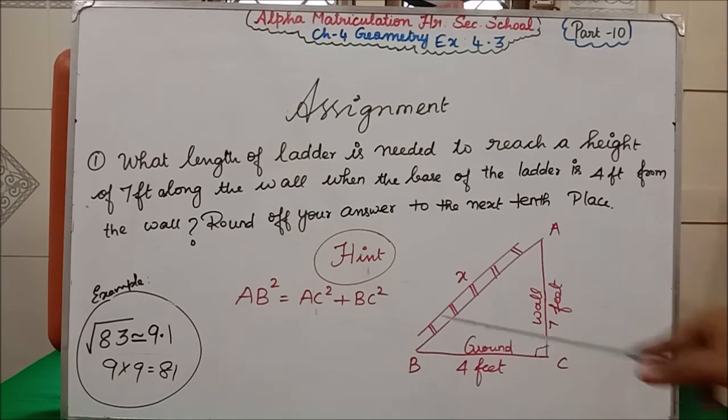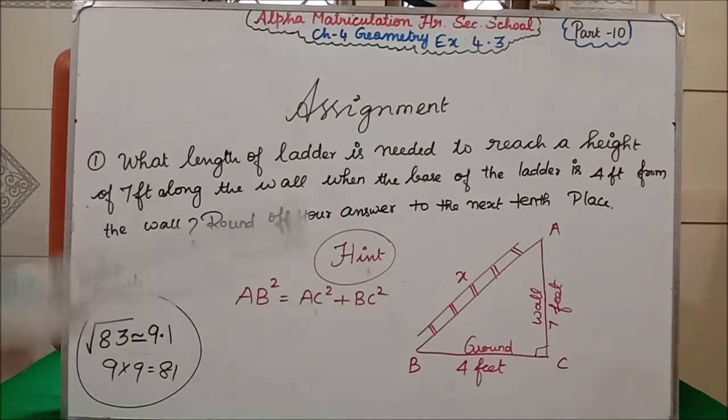So what do you have to write? I have given just the hint, but you have to write the problem in full form. You have to write a statement. The length of the wall is 7 feet. The length of the ground is 4 feet. By Pythagoras theorem in triangle ABC. You have to write all those things, then only start the problem. Very important, you have to draw the diagram.